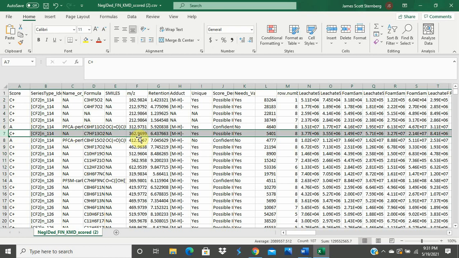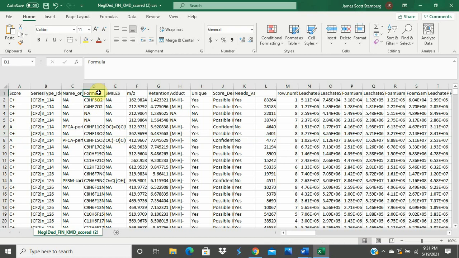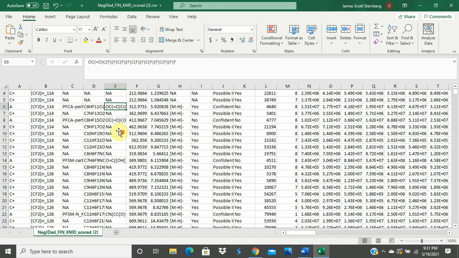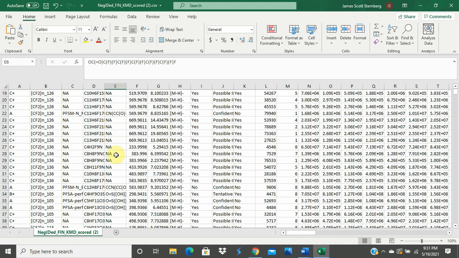The next column is formula, and that tells us the formula of the particular feature in question. In the column labeled SMILES, you'll find a SMILES structure for the molecule. You can take a look at the scoring to see the confidence of the identification. Scrolling down to rows 33 and 34, you'll see scores of A and B+. Scoring of A denotes a very confident identification for this chemical structure, and you can then use ChemDraw, Marvin Sketch, or any other drawing tool to give you a visual of the feature.